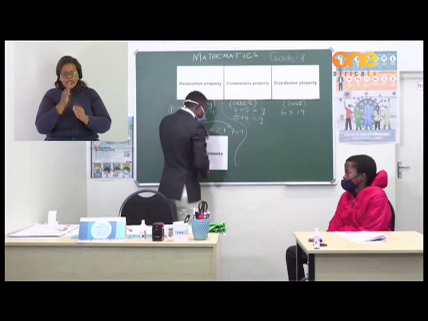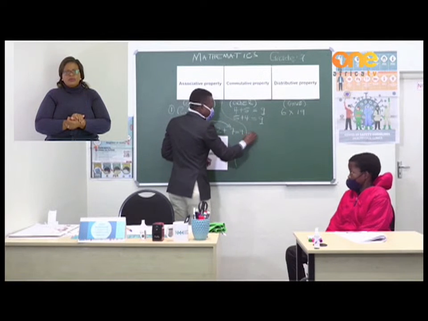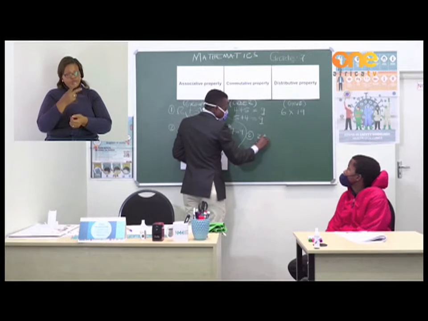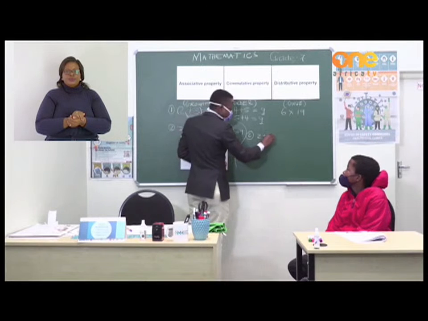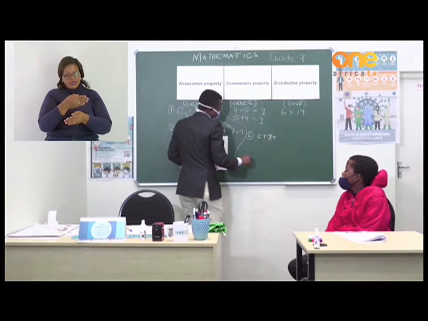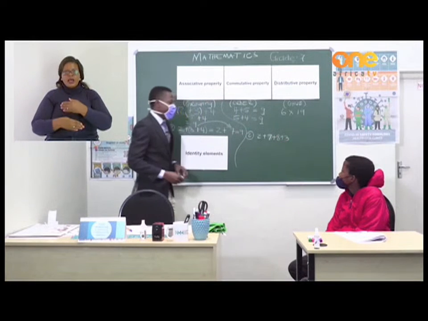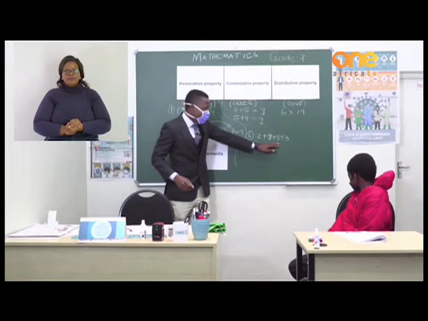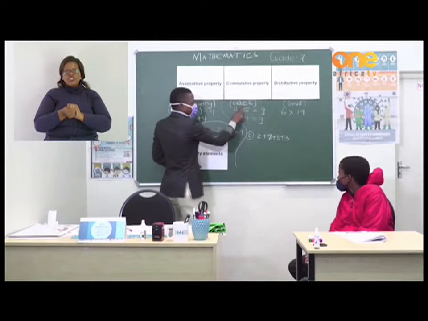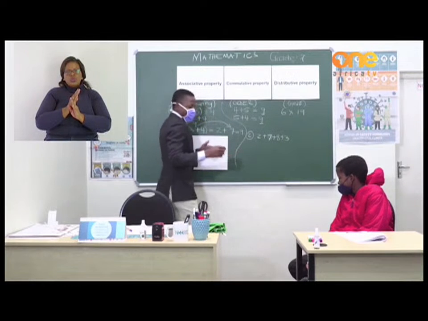I'll give you another example. Second example. Let's say I have 2 added to 7 plus 8 plus 3. I have these numbers here. I need to change the order depending on the number which I feel can match with the other number.